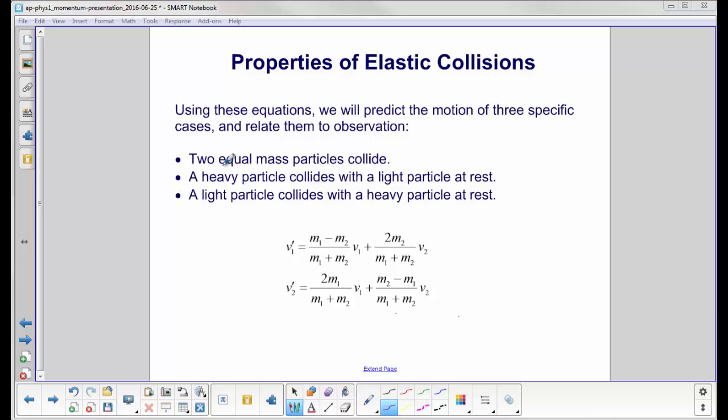We'll have two equal mass particles colliding. We'll have a very heavy particle colliding with a light particle at rest, and then we'll have a light particle colliding with a heavy particle at rest. And here are the two equations that we're going to use.